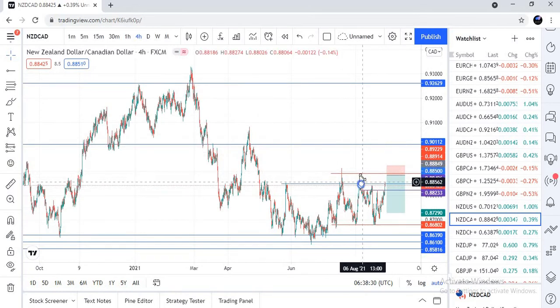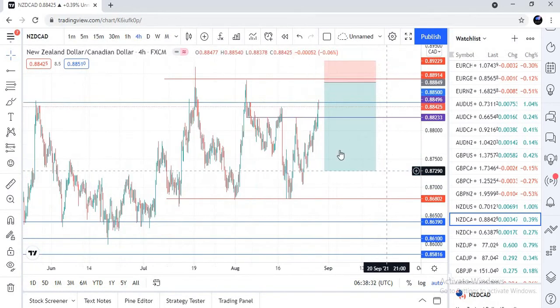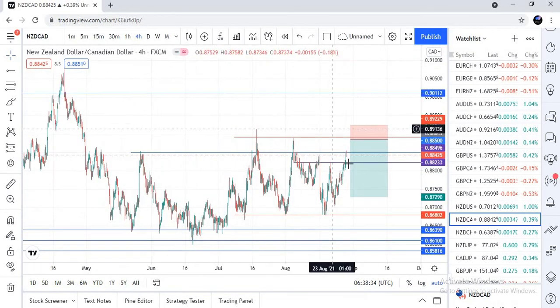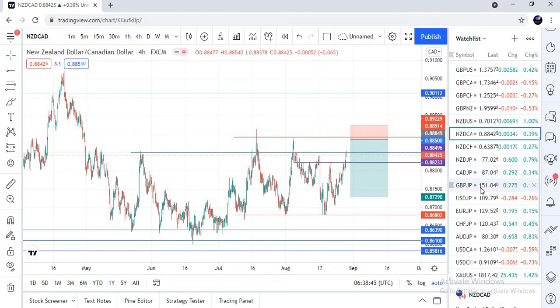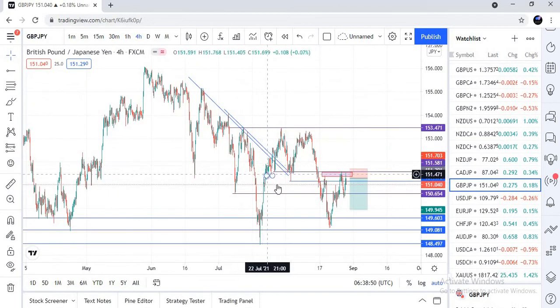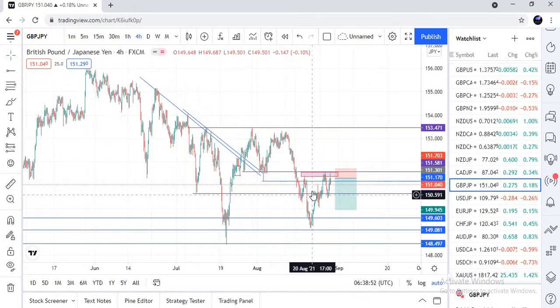So we'll be looking at how the NZDCAD will be going for this week. We feel that the NZDCAD might sell this week, but let's just see how it will be moving. The next pair that we will be looking at is the GBP to the JPY, that's the Great British Pound to the Japanese Yen.